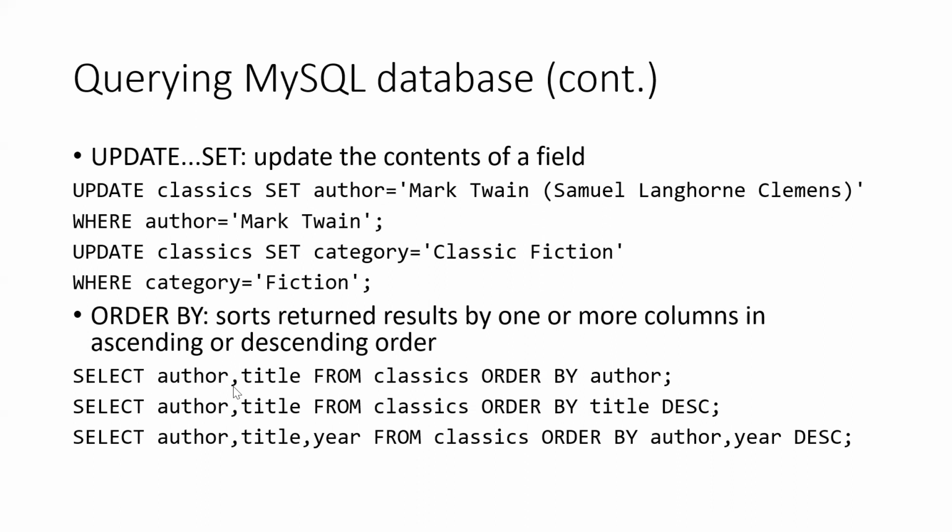So we are selecting author, title from classics, and we will order by author, which means ascending order. If you want to order in a descending order, then you have to include DESC, descending, at the end of this statement. For example, the second line, we order author and title using order by title in a descending order.